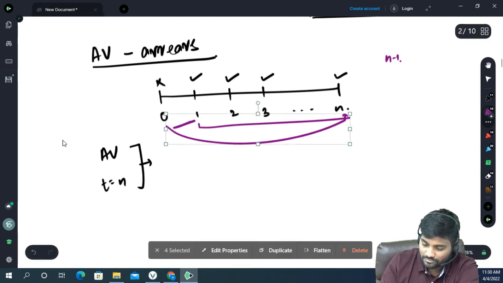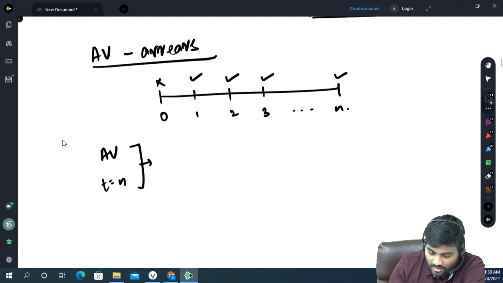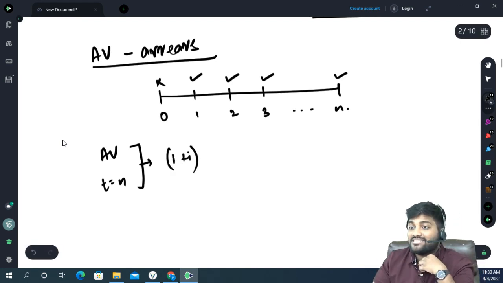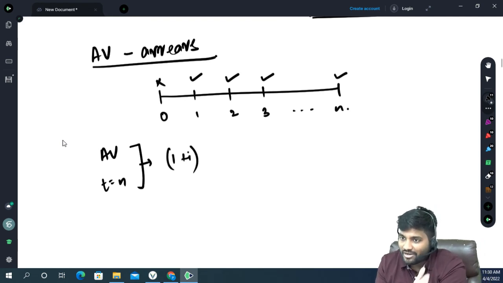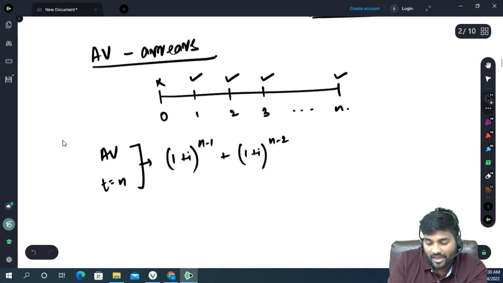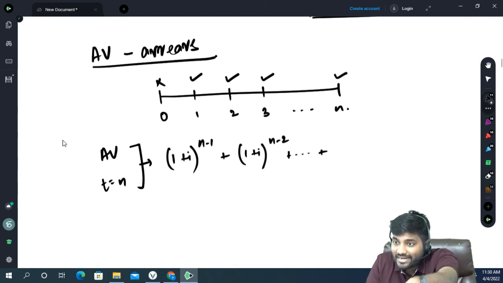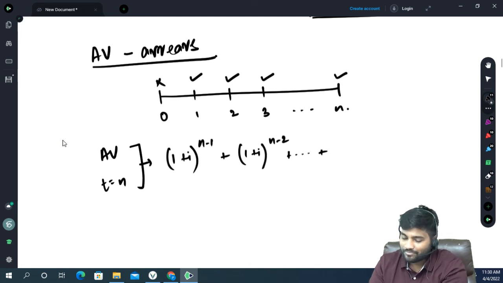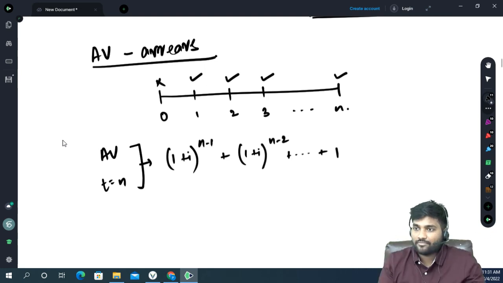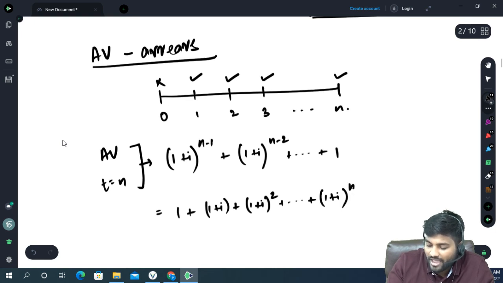Okay. The first payment will be accumulated. Is this tough? What is 1 plus i? 1 plus i is the accumulation factor for 1 year. So we need to accumulate the first payment for n minus 1 years. So 1 plus i to the power n minus 1 plus 1 plus i to the power n minus 2 plus ... plus the payment which is made at time n. We need to accumulate it to time n only. So the value will be the same. So it will be plus 1. Now reverse the whole thing. So it will give you 1 plus 1 plus i plus 1 plus i square plus ... plus 1 plus i to the power n minus 1.